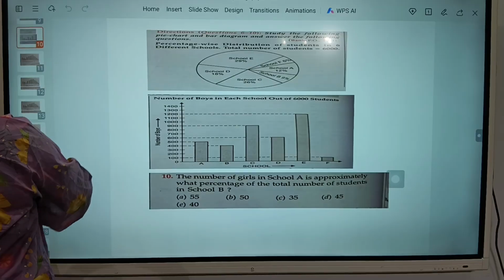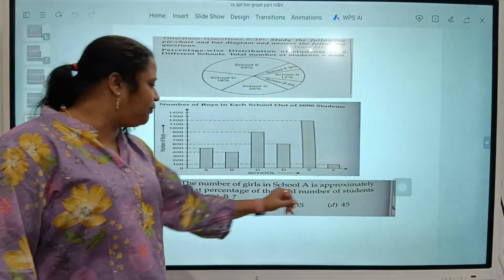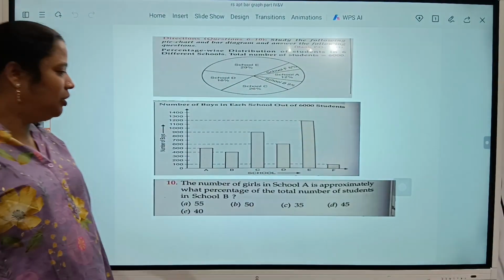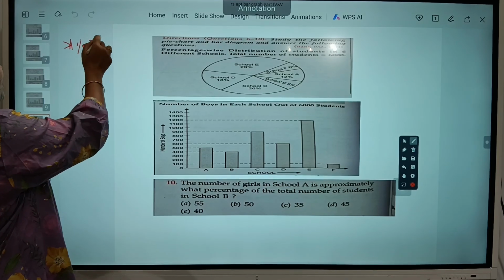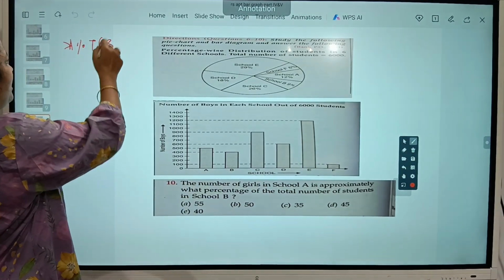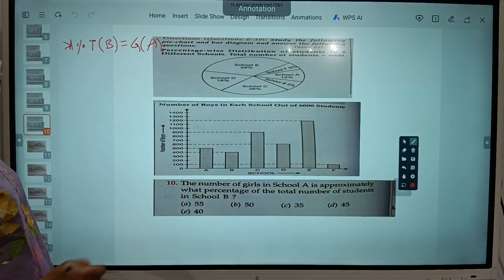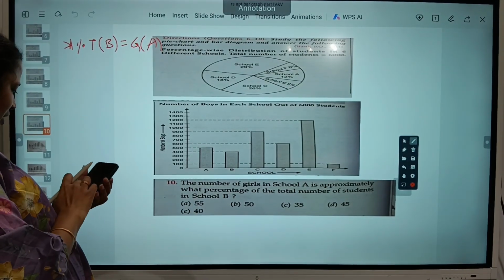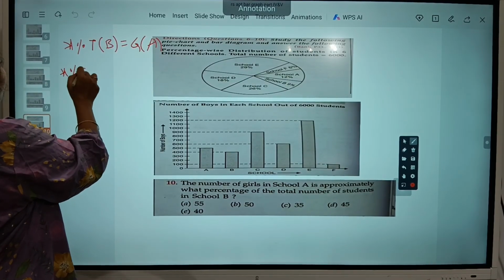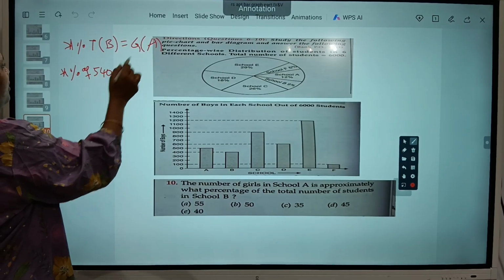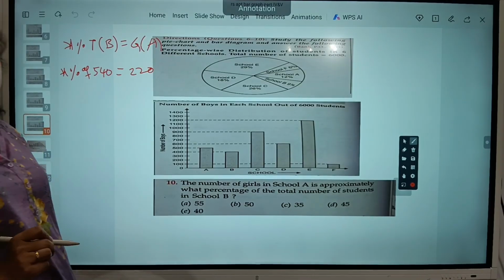The last question of this graph. Here the question is the number of girls in school A is approximately what percentage of total number of students in school B. So here we have to find out X percent of total number of students in school B is equal to girls in school A. This is the equation we have to find out. Now we have to note the total number of boys in school B. It is X percent of 540 is equal to girls in school A. It is 220. This we have to solve now.